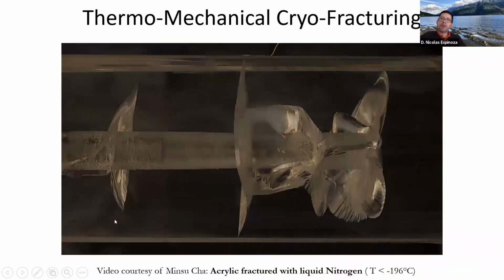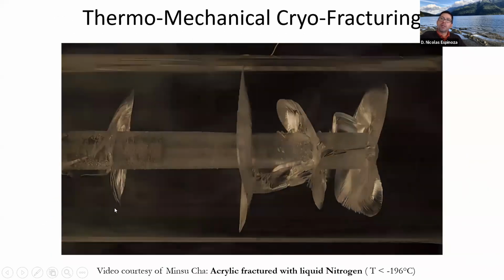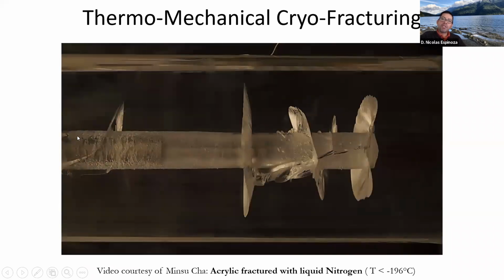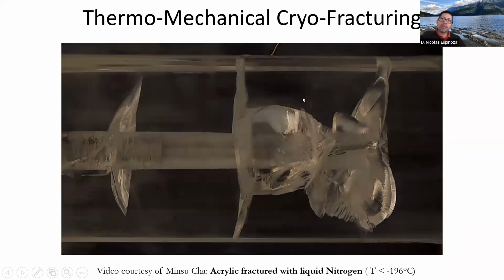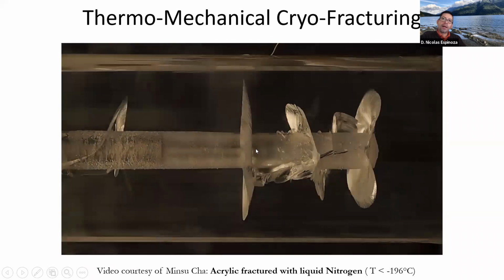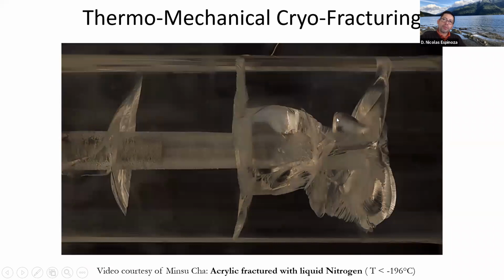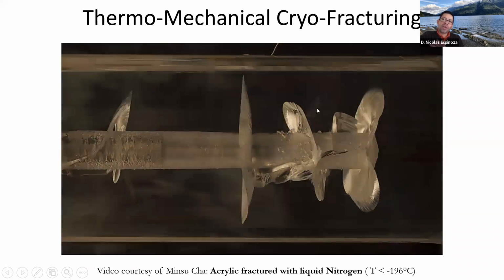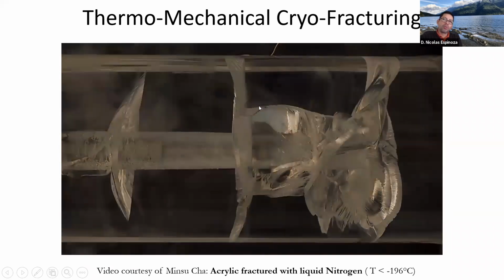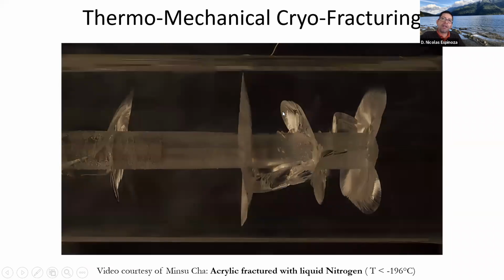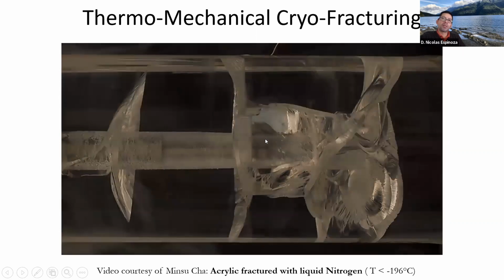Let me see if I can pause this. No, apparently not. It's a GIF. So this is an example of injection of liquid nitrogen into a wellbore in acrylic. And what you can see are thermally induced fractures. The solid tries to shrink in the proximity of the wellbore, but because it can't, because there is more acrylic next to it, it instead develops these fractures due to thermal stresses.